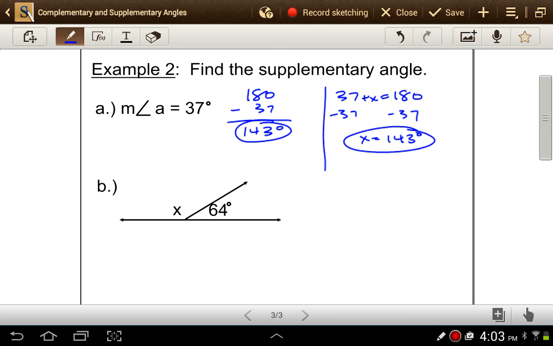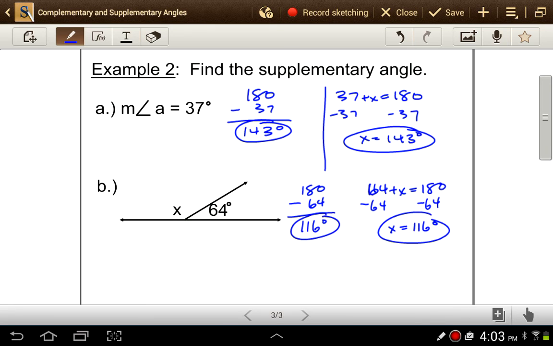In B, I'm going to do the same thing. Okay? So I can do 180 minus 64. And when I do that, I get 116 degrees. Or I can do algebra, and I could do 64 plus x equals 180. And then I could subtract 64 from both sides. That would give me x equals 116. So that would be my answer. You could do those either way. Okay? If you need to pause, go ahead. Otherwise, I'll be moving on to my last example.